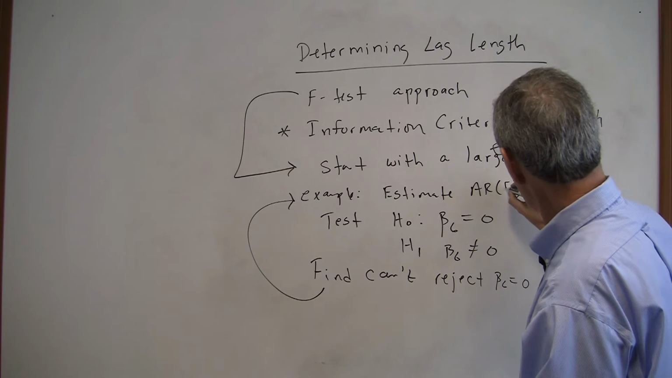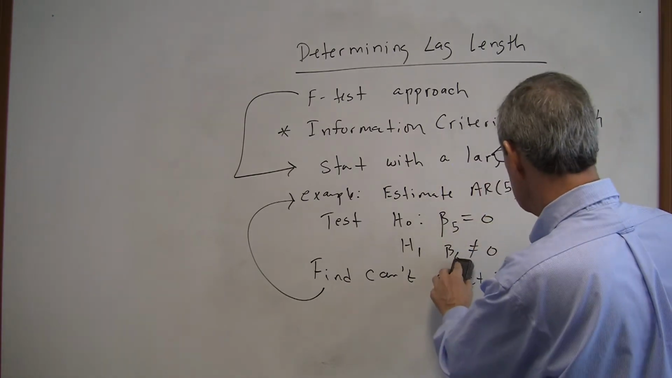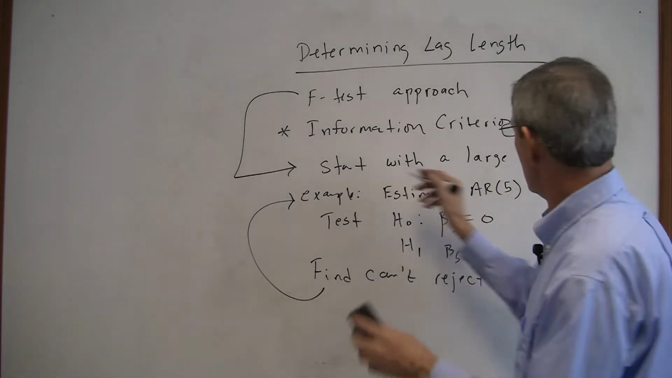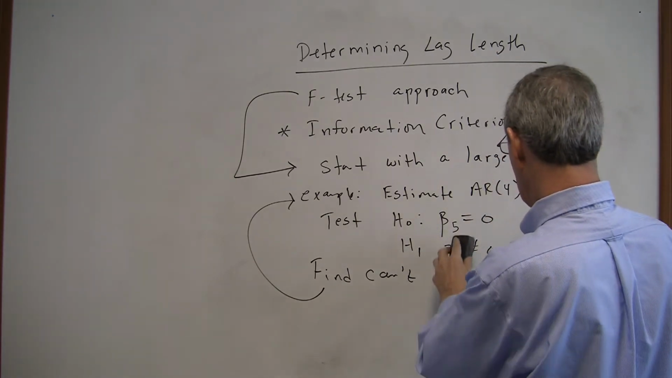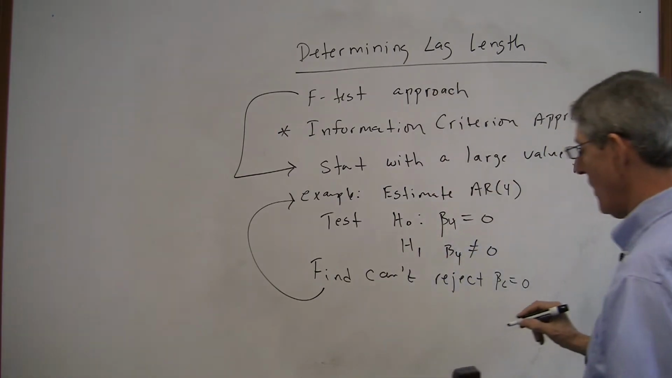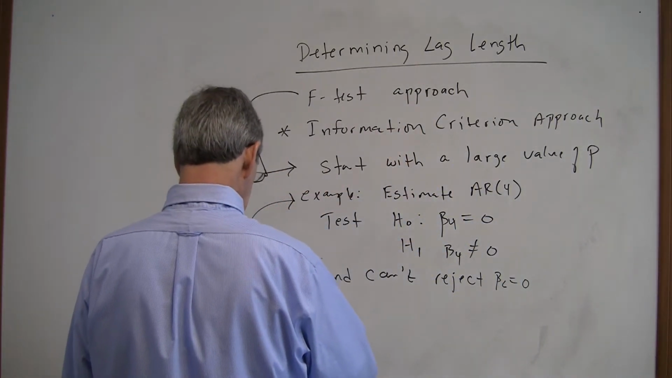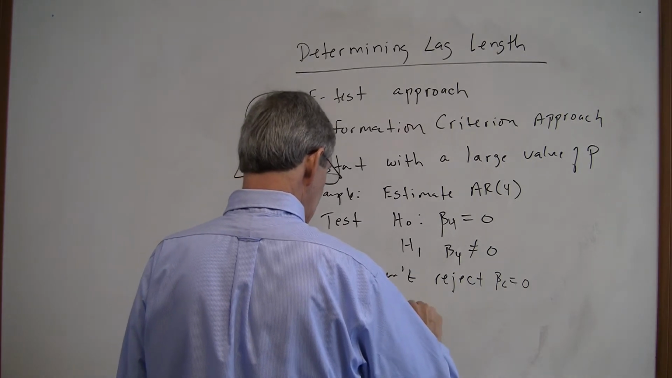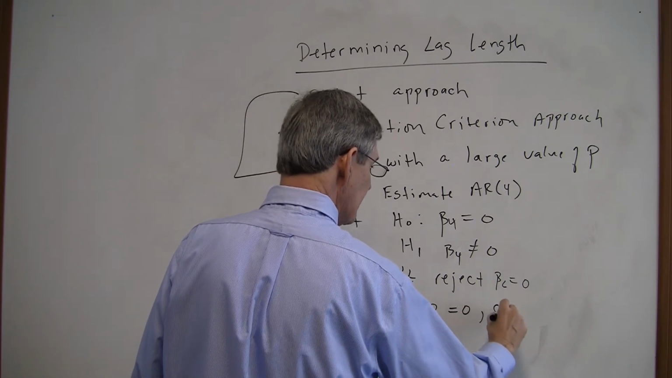So now you estimate an AR5. You test that that last lag is 0. If you can't reject that it's 0, go back to an AR4 and test whether that coefficient, whether that variable, the fourth lag, belongs in the model. When you reject that the beta equals 0, you stop.